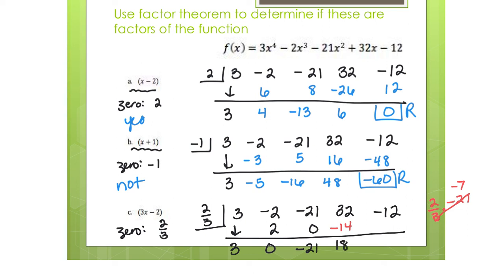Again, as we take that next product, we're multiplying 2/3 times 18. 3 divides into 18 6 times. 6 times 2 is 12. Gives us a remainder of 0. Since it has a remainder of 0, 2/3 is a 0 of the function, and the factor is 3x minus 2.